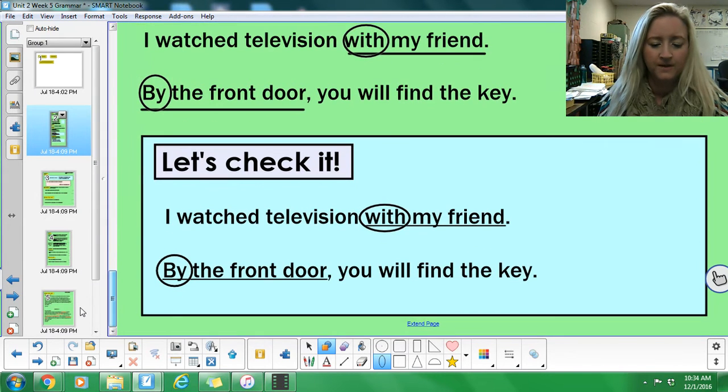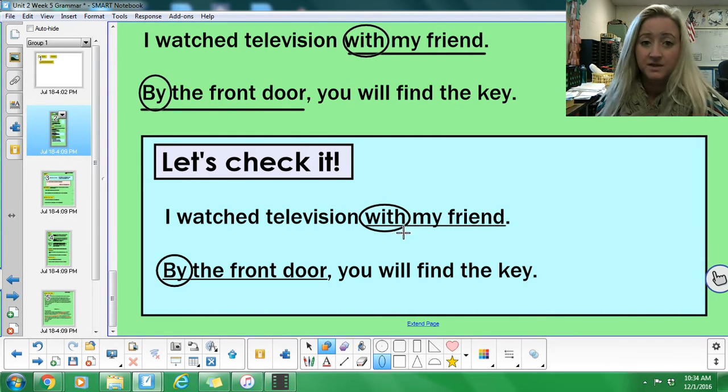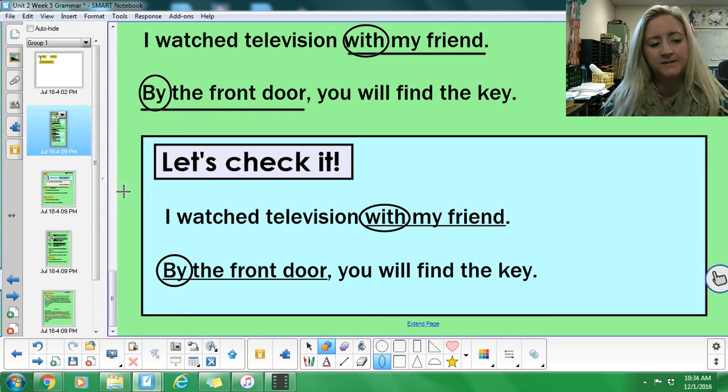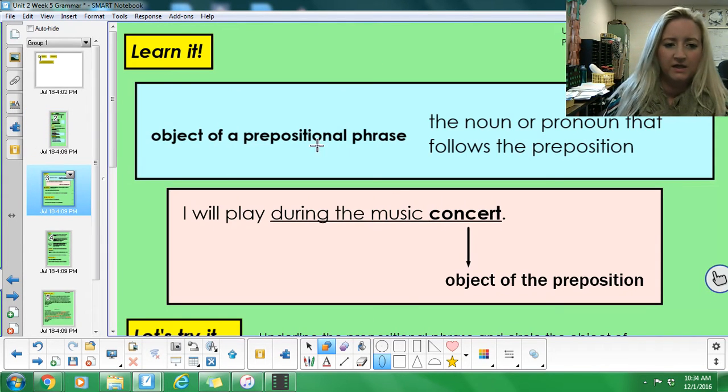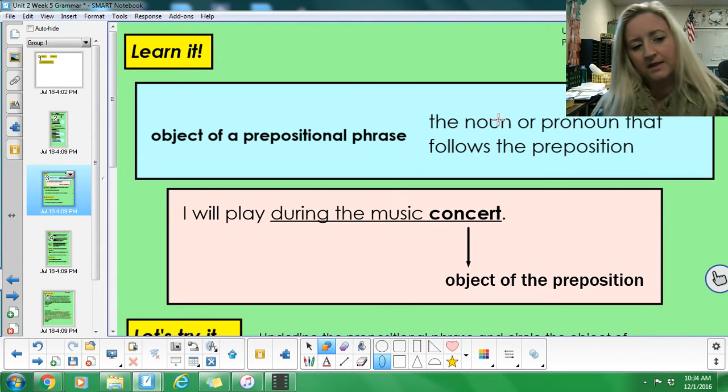By the front door. So the first page of your packet, you will underline the prepositional phrase, circle the preposition. Sometimes there can be more than one within a sentence, so watch for that just in case. When you're ready for the second page in your packet, you'll want to continue on with the video. And this slide is for the second page in your packet.